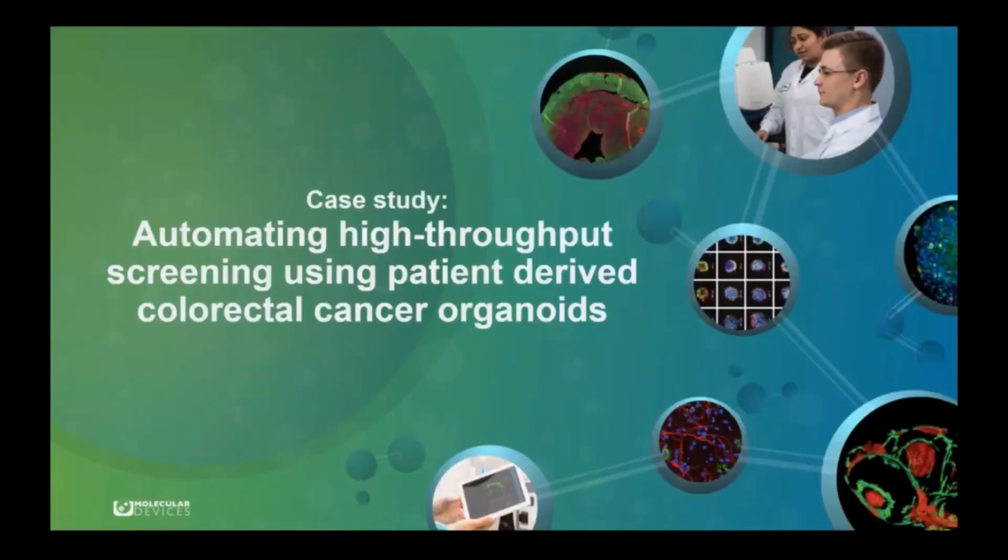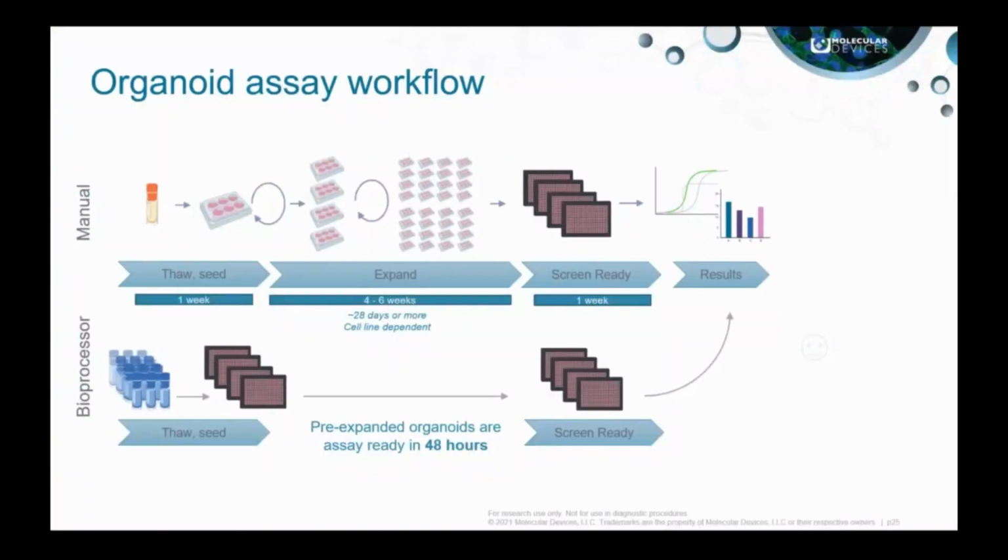So the second case study that I want to highlight is application-based. This proof of concept study looks at using patient-derived colorectal cancer organoids at scale for screening purposes. So a quick recap of the organoid culture and screen workflow. Andy has presented something similar previously, but here I would like to focus more on the timeline.